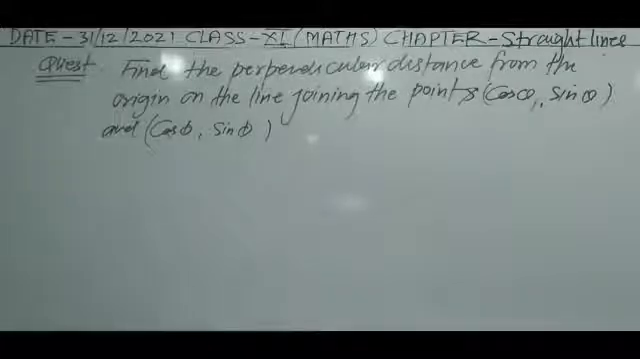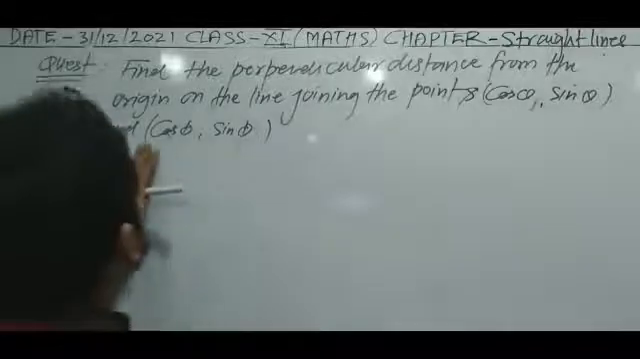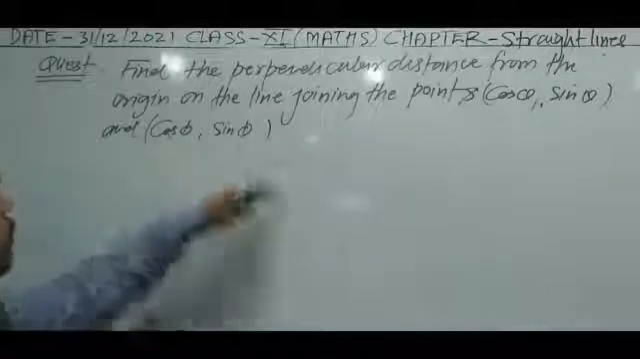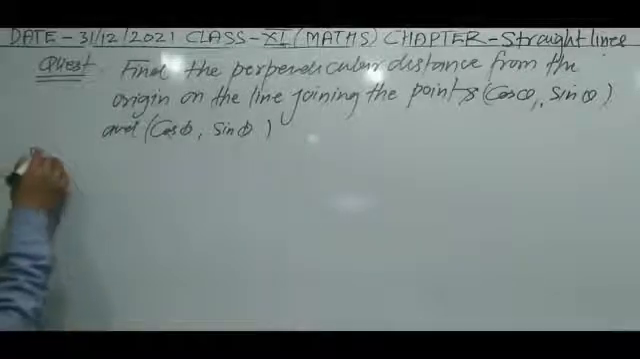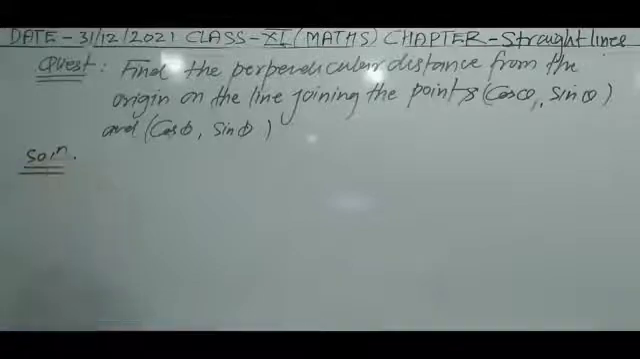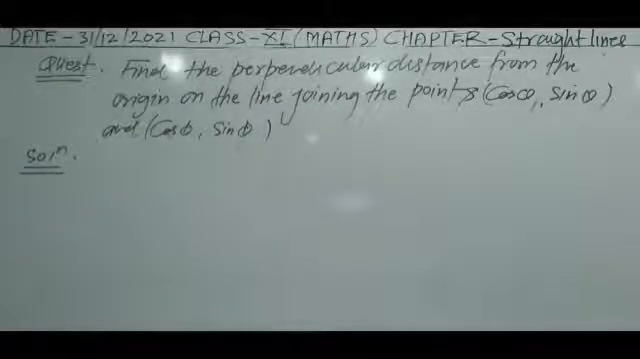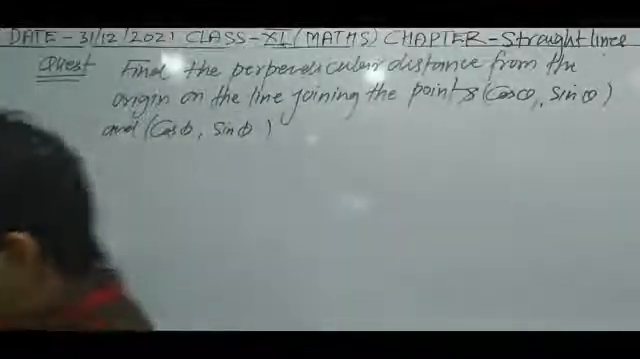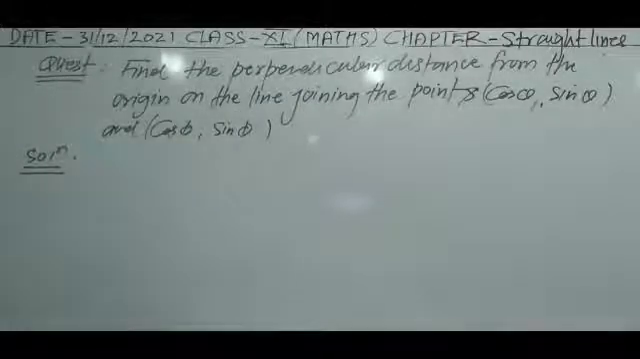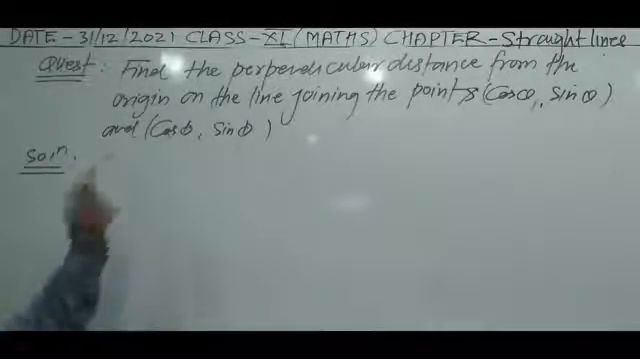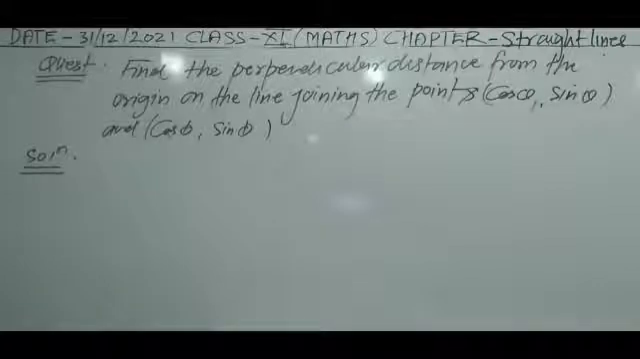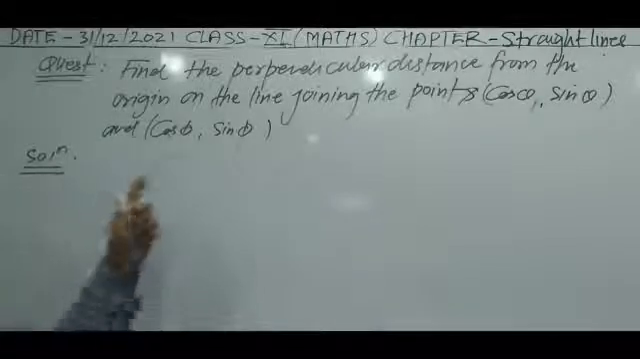So, see, what will be the perpendicular distance? See the solution. Now, first of all, we will understand this question. In this question, 2 points are given, cos theta sin theta and cos phi sin phi. So we have to find the perpendicular distance from the origin to the line joining these points. When you join these points, you will get a single line, and we have to find the perpendicular distance from the origin to this line.